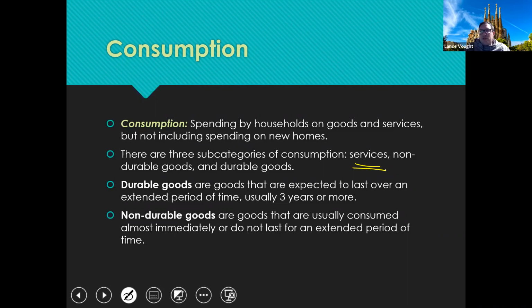Non-durable goods are goods that are usually consumed almost immediately or do not last for an extended period of time. An example of a non-durable good is food. Clothing is considered non-durable. For some people, they have the same clothes for 10, 20, 30 years because either they don't want to buy new stuff or they buy good quality stuff and take good care of it so it doesn't fall apart right away. But based on magazines and marketing, we treat clothes as if you have to buy a new set every season. Oh, it's summer, we've got to buy new clothes. Oh, it's the fall fashion season, we've got to buy new clothes.